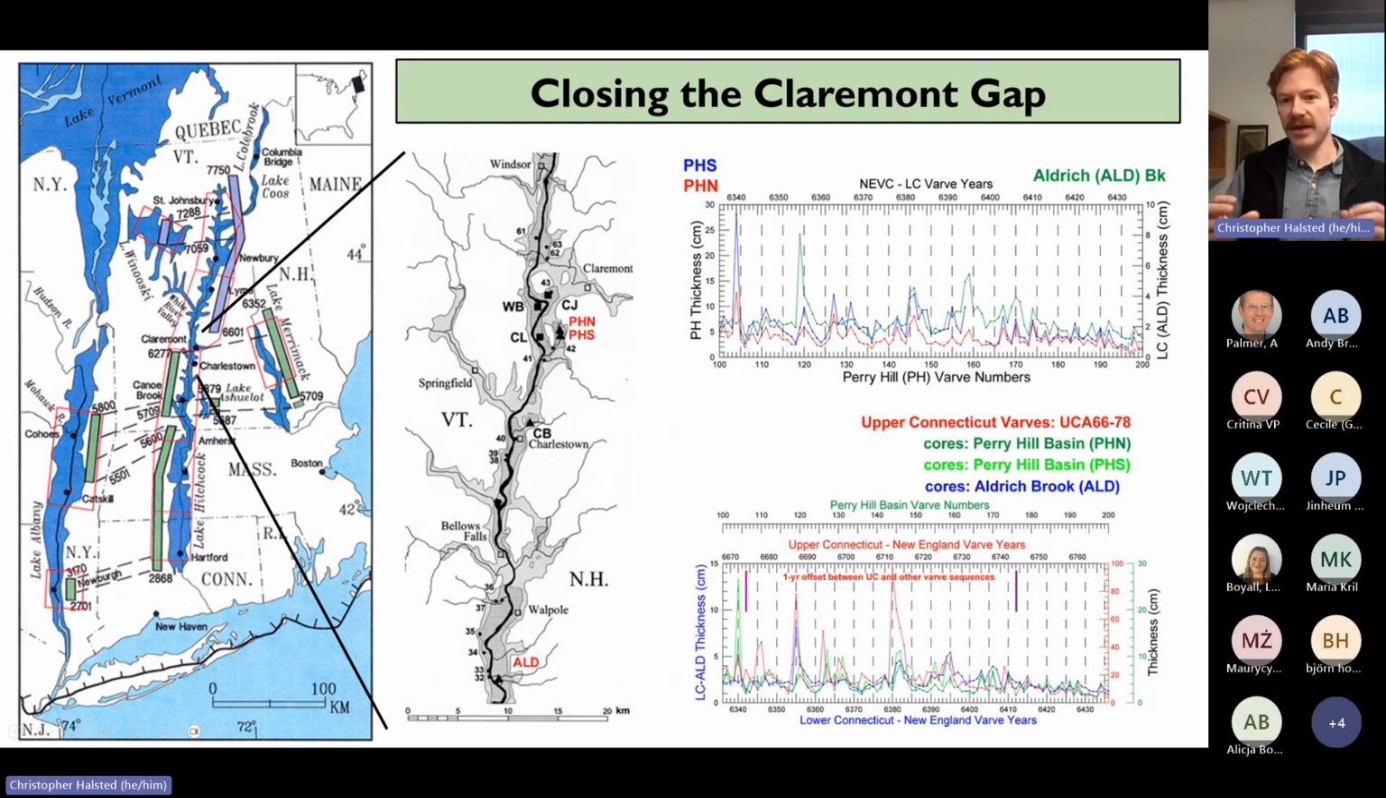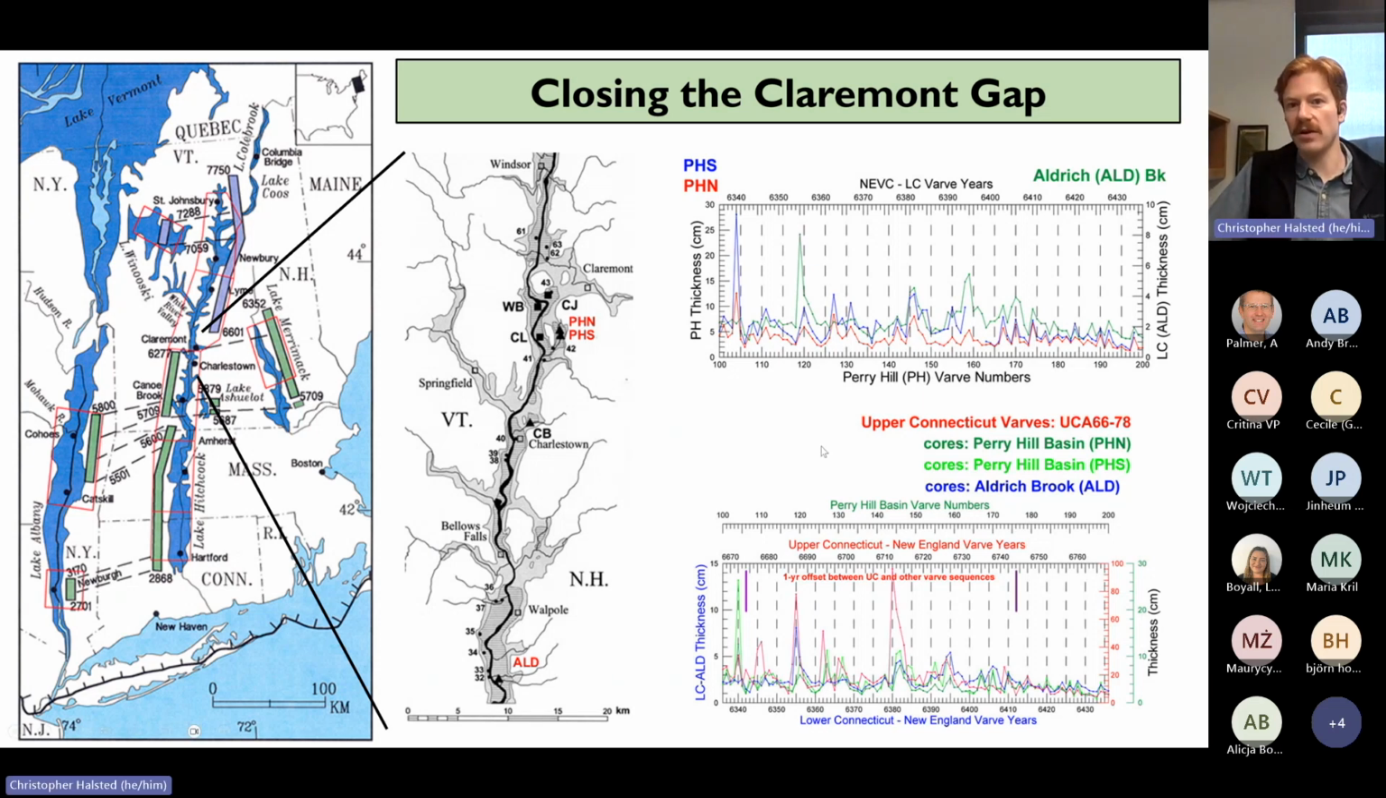And then he was able to take those three sites, which straddle the Claremont Gap, and then connect them back to the overall Varve chronology that went the entire length of Glacial Lake Hitchcock, also the Connecticut River Valley. The names are used interchangeably. And you can see again this nice correlation that effectively closed this gap and made the record continuous.